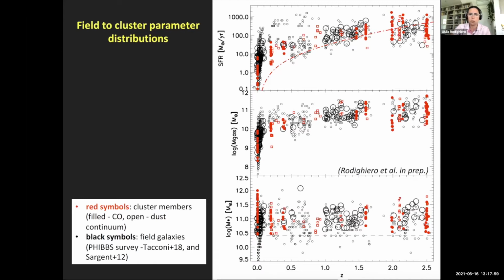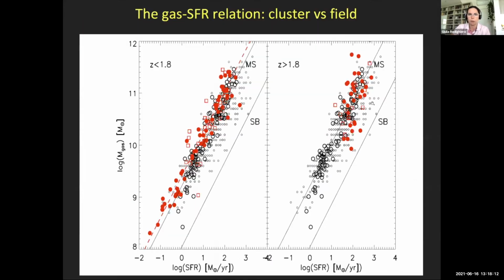So just to say that the filled circles represent sources from which the gas mass is derived from CO, while the empty squares are from dust continuum, which we check are consistent. So the main result is already in this picture, where we show the gas star formation rate relation of cluster versus field, which is basically a version of the Schmidt-Kennicutt law.